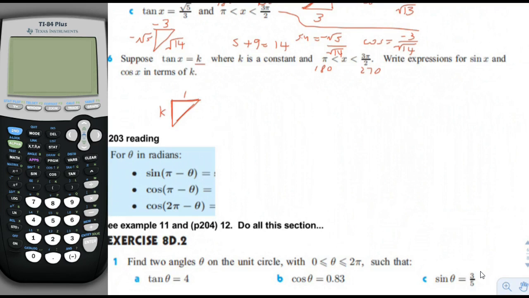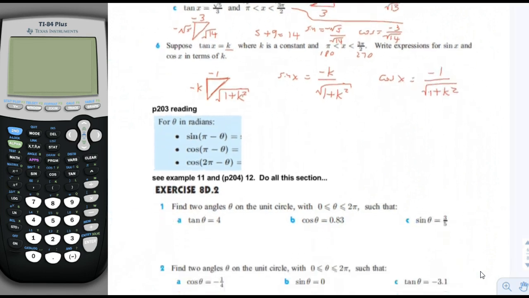So what would be the hypotenuse? The hypotenuse would be the square root of 1 squared plus k squared, so it would be the square root of 1 plus k squared. Okay, and if we want an expression for sine x, and by the way, this is negative k and negative 1, right? So that would be the opposite, negative k, over the hypotenuse, the square root of 1 plus k squared. And the cosine would be negative 1 over the square root of 1 plus k squared.